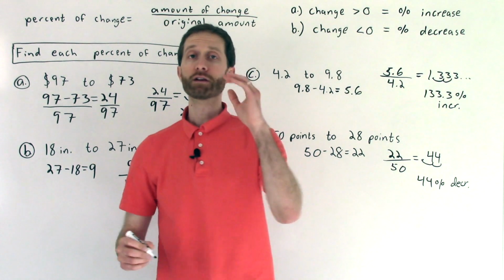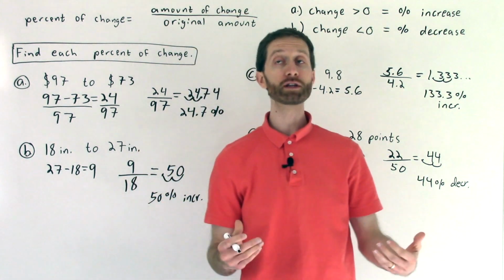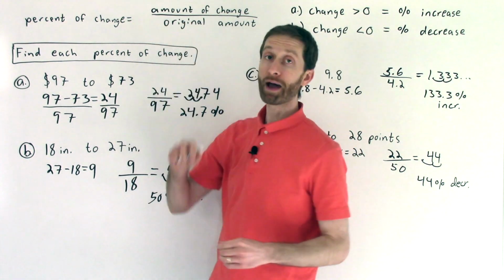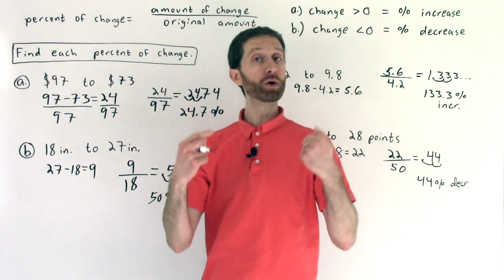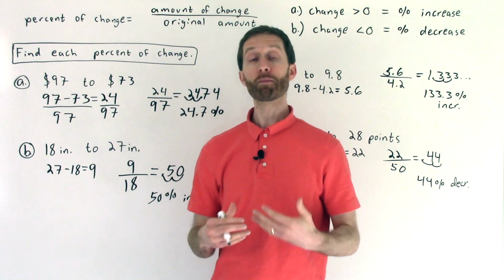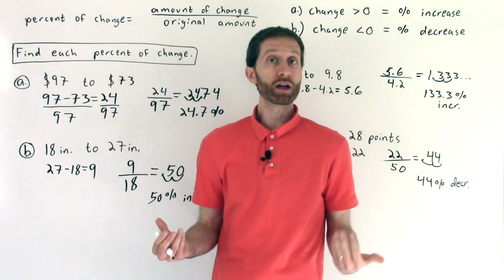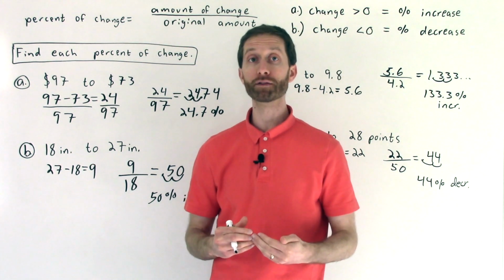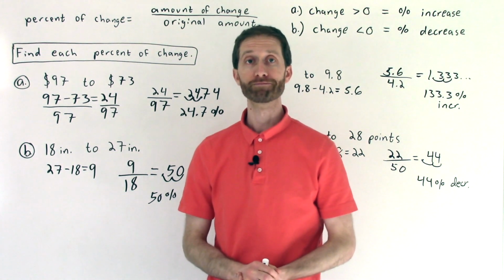That's it. To find percent of change, all you need to do is find the amount that you've changed by, whether it's gone up or down, and then divide that number by the original amount, because you're comparing the amount you've changed out of the amount that you started with. Awesome stuff.